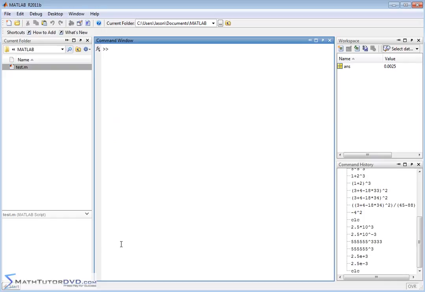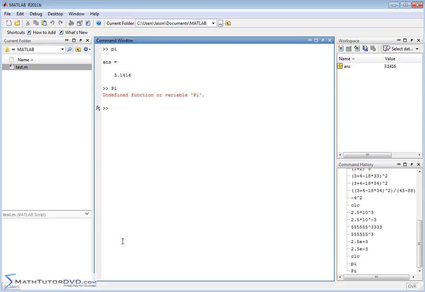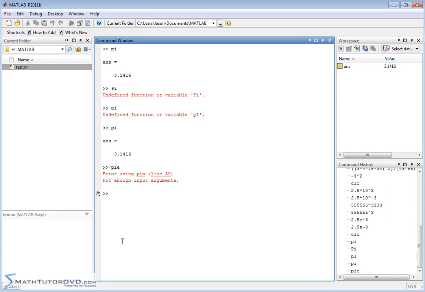And before I leave here, I just want to take the time to introduce something that you'll use a lot, and that's the number pi. Pi in MATLAB is represented by pi, like this. It's not capital Pi. It doesn't know what that is. It's not little p and big I. It doesn't understand that. It's pi, like that. So you can use pi for pi anytime you want.